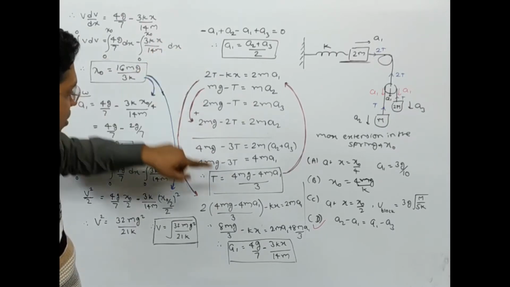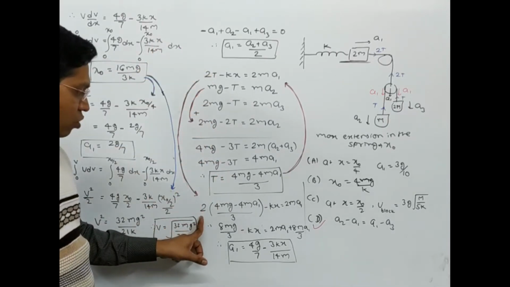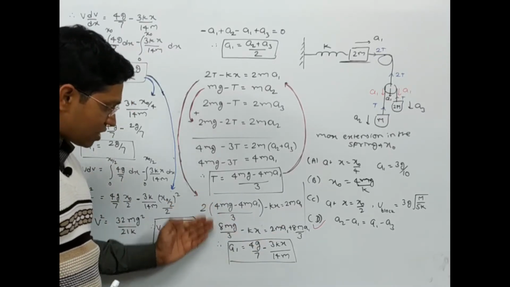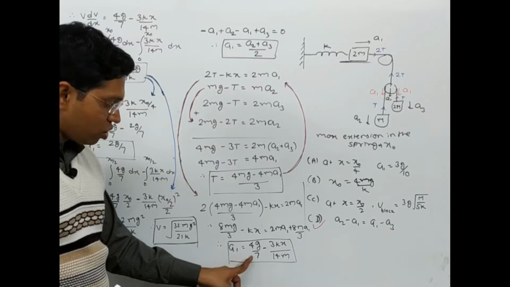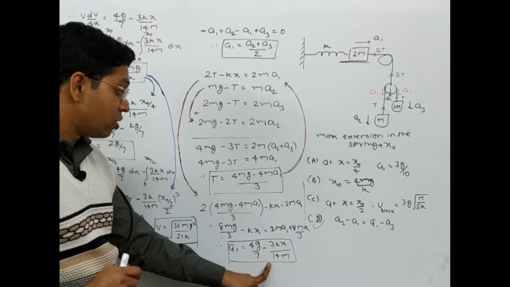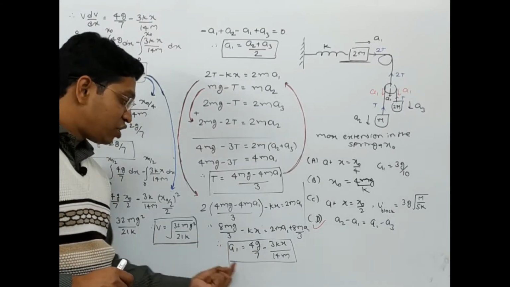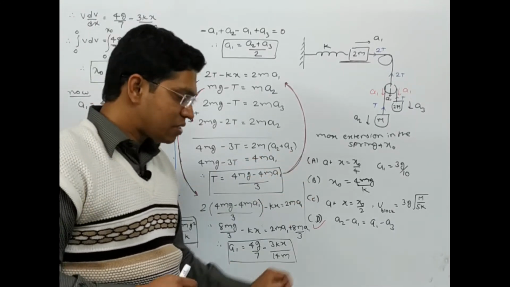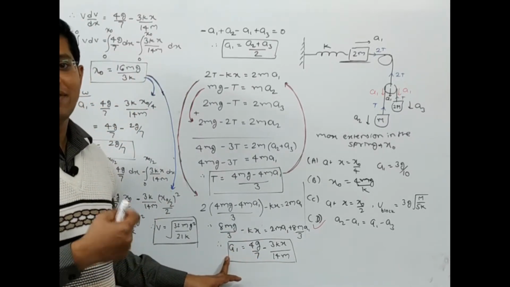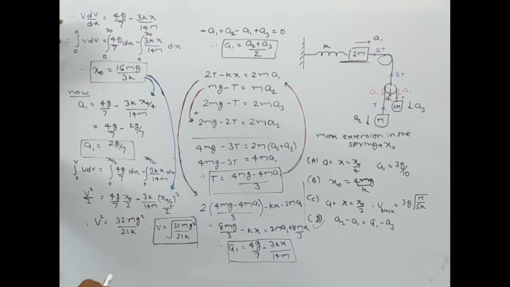I'll substitute this value of tension in this equation, and then I'll get 2 into this tension value minus kx equal to 2ma1. If I further simplify it, I'll get a1 equal to 4g by 7 minus 3kx upon 14m. Now, how will I use this expression of a1 for finding all these things? Well, a1 can be written as dv by dt, and it can also be written as dv by dx into dx by dt. So it will be v dv by dx, and therefore v dv by dx equal to 4g by 7 minus 3kx by 14m.